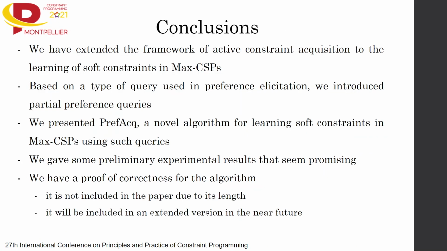Concluding, we have extended the framework of active constraint acquisition to the learning of soft constraints in Max-CSPs. We introduced partial preference queries in the context of constraint acquisition and presented a novel algorithmic procedure. The results of the evaluation of our algorithm seem promising. We also have a proof of correctness for our algorithm that is not in the paper because of its length, but it will be included in an extended version of the paper.